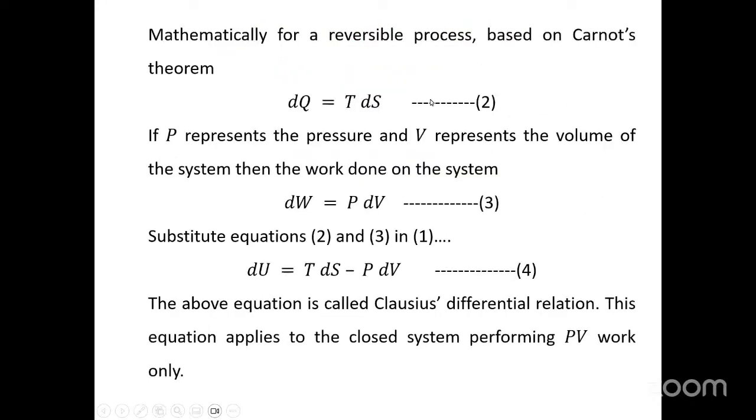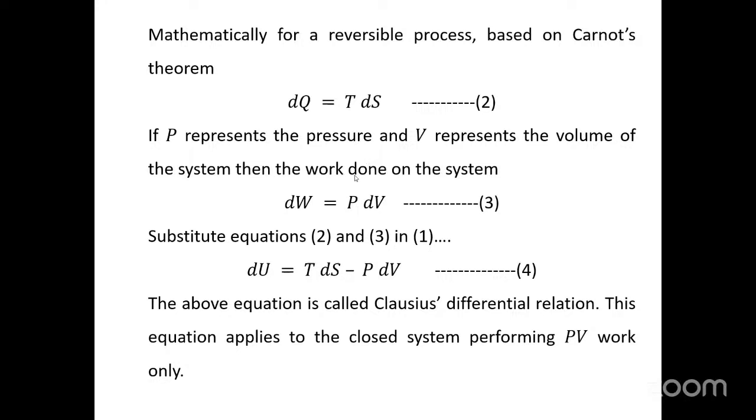And here, what is the second equation? This is the process to find the quantity of heat. Yes, mathematically for a reversible process, based on the Carnot theorem, we take that dQ is equal to TdS. dQ is equal to TdS, if you want to write these equations. What does P represent here? We don't have any P here, no?